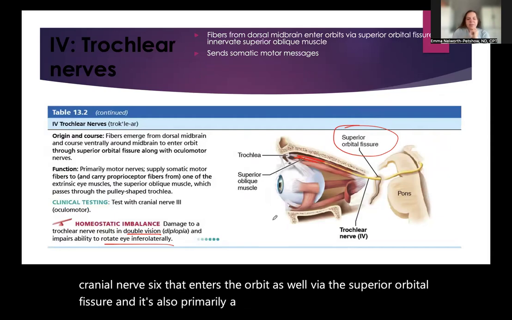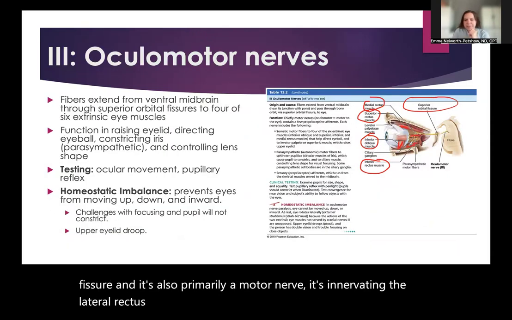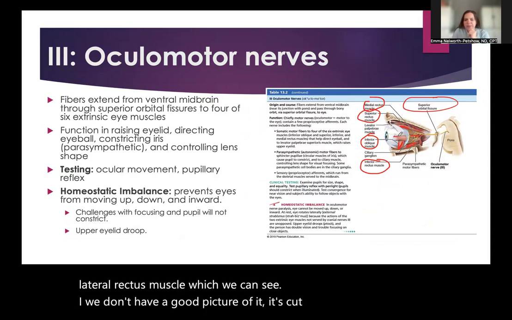It's also primarily a motor nerve, innervating the lateral rectus muscle, which we can see. We don't have a good picture of it, it's cut back, but the lateral rectus muscle is here.